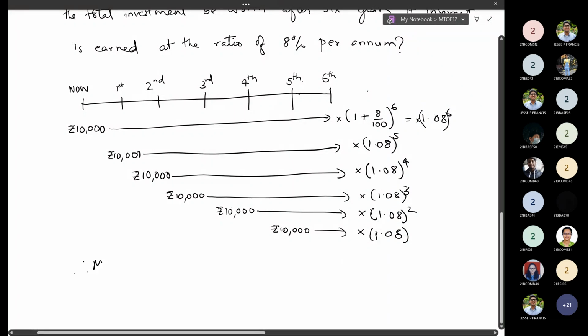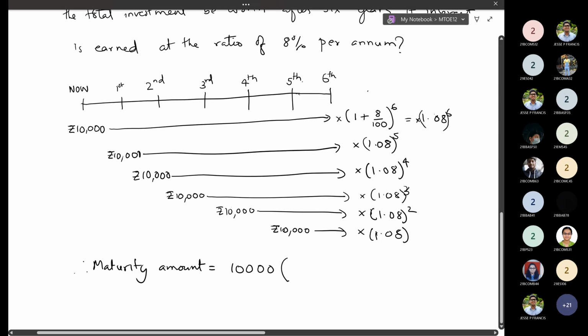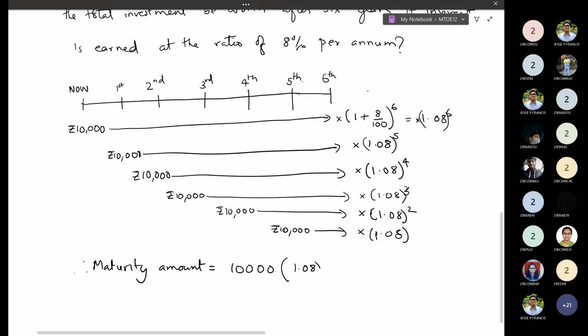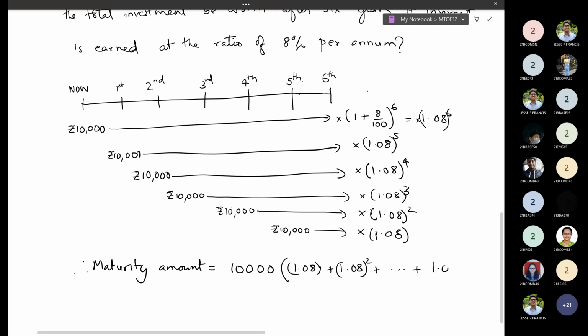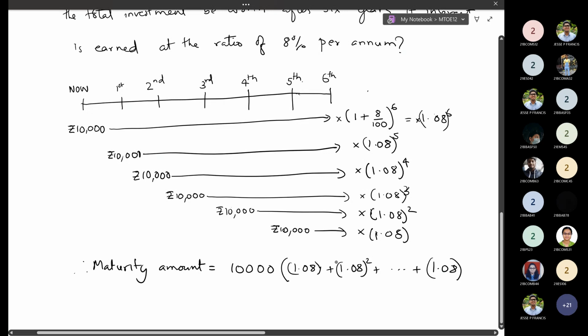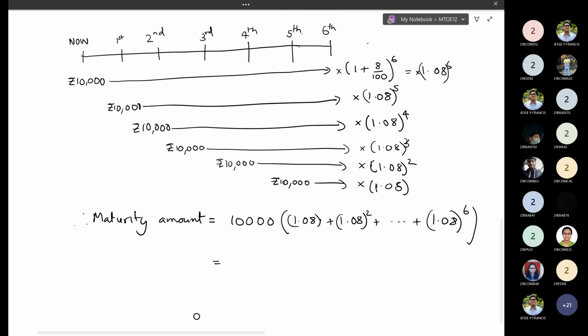Therefore, maturity amount is equal to 10,000 into 1.08 plus 1.08 to the power 2 plus etc. plus 1.08 to the power 6. Now, this will be equal to, can you tell me what will be the answer?